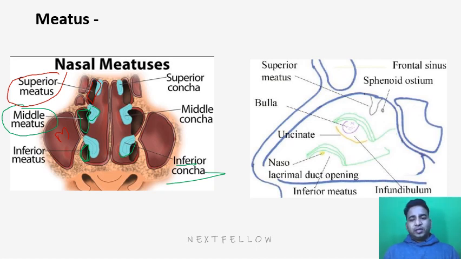Now look at this diagram. This diagram is just to simplify how the middle meatus anatomy is made. So in the middle meatus, there is one structure known as the uncinate process. This is a bony structure which is L-shaped like this. So this uncinate is holding up or closing the middle meatus. And if we go inside, there is the infundibulum, in which the anterior ethmoidal cell, the largest cell, is known as the bulla ethmoidalis, which is present, and there is the opening of the maxillary sinus and frontal recess.